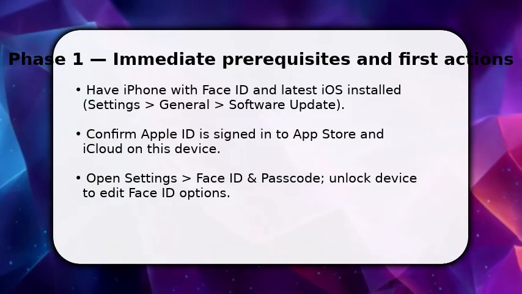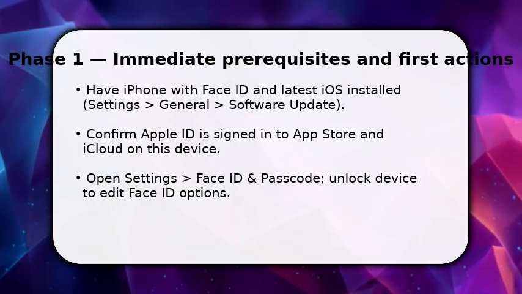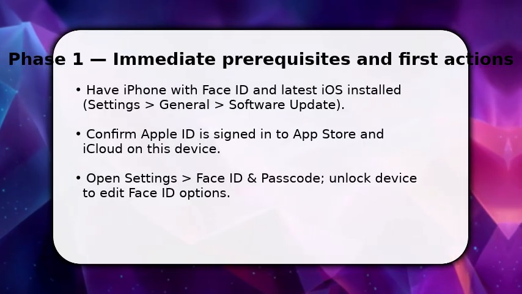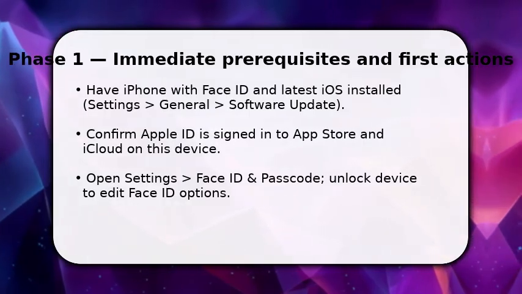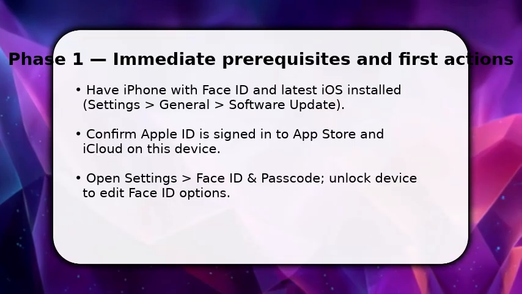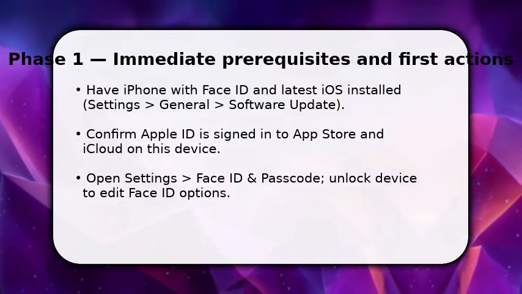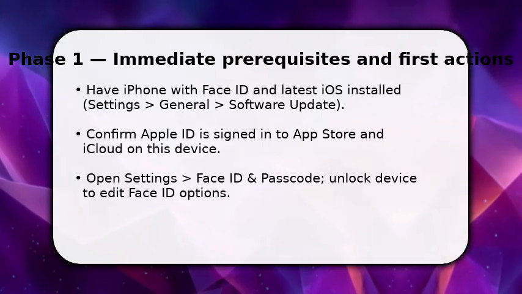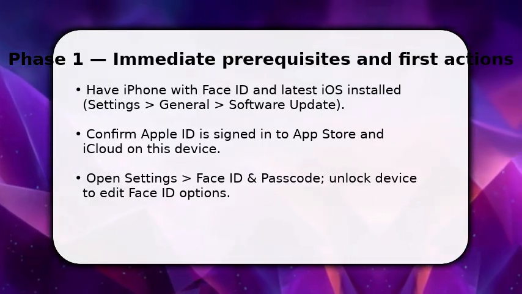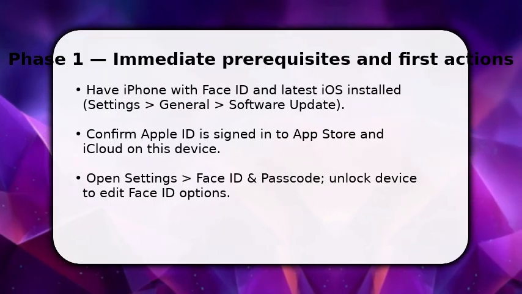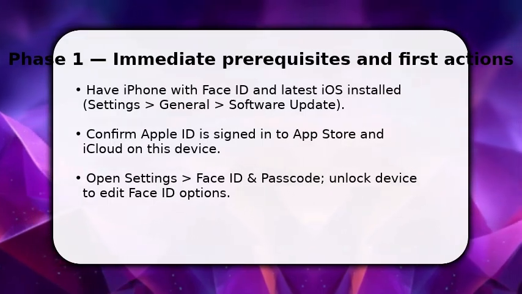You'll begin by confirming the essentials so the next steps work. First, make sure your iPhone supports Face ID and is on the latest iOS. Update if needed. Next, sign into your Apple ID in Settings and verify the App Store uses that account. Once done, open Settings, go to Face ID and Passcode, and unlock the phone. This is where you enable app authentication options. Follow along, these checks prevent hiccups later.